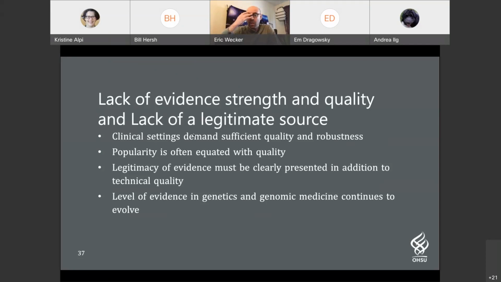So one way to address this is the legitimacy of the evidence of the information from these resources has to be clearly presented. And this is in addition to the technical quality of the actual tool. And this is continuing to evolve in genetics and genomic medicine. Like the ClinGen tool, for example, now at this point has clearly presented sources and links there, and they can show how to attribute it. So this is improving.